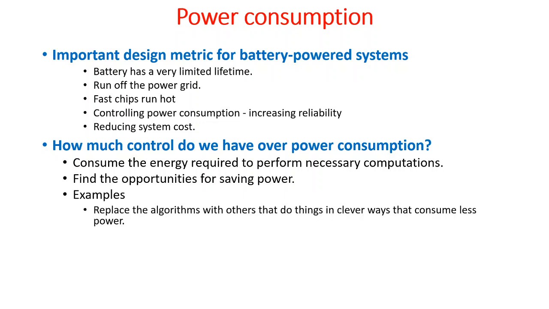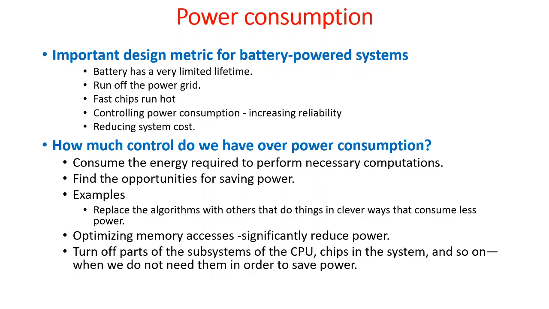For example, replacing the algorithm with one which consumes less power, which is mainly in VLSI. Second, optimizing the memory usage, which reduces power. Third, for example, when you are playing an audio player, the CPU uses an audio co-processor and has to switch off all the video and everything else and go to power saver mode. That is turning off subsystems of the CPU and chips in the system when we do not need them, in order to save power.